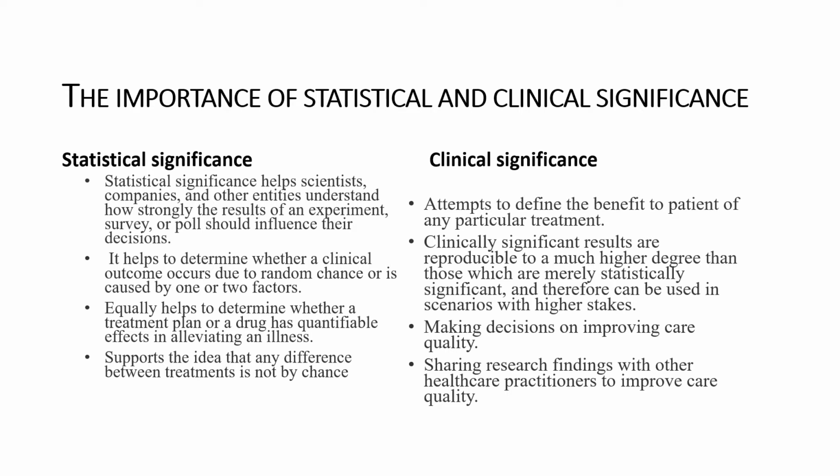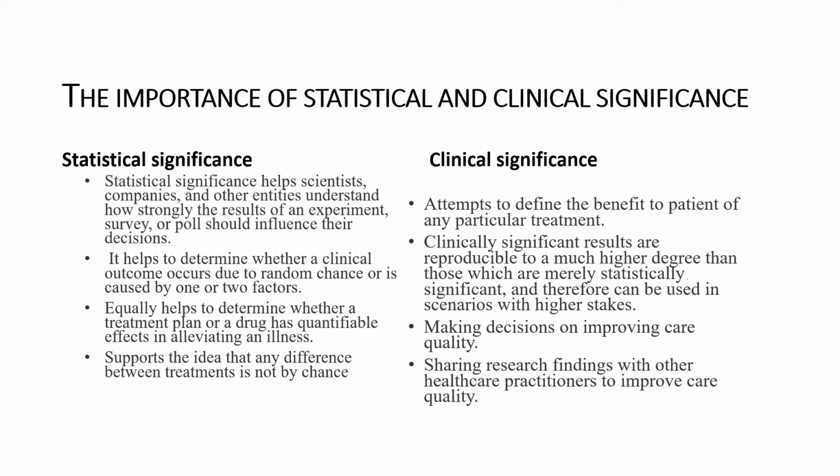Now let's look at the importance of statistical and clinical significance. Statistical significance helps scientists, companies, and other entities understand how strong the result of an experiment is. It equally influences their decisions. It helps to determine whether a clinical outcome occurs due to random chance or is caused by one or two factors. It equally helps to determine whether a treatment plan or a drug has quantifiable effects in alleviating an illness. It supports the idea that any difference between treatments is not by chance.